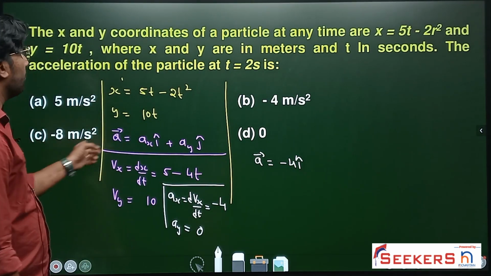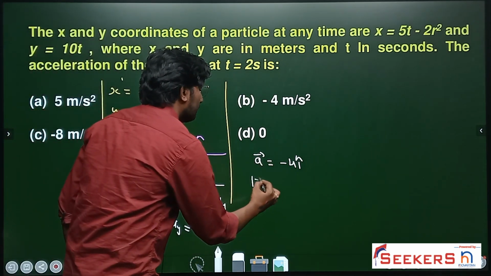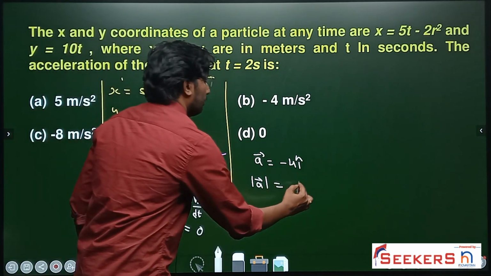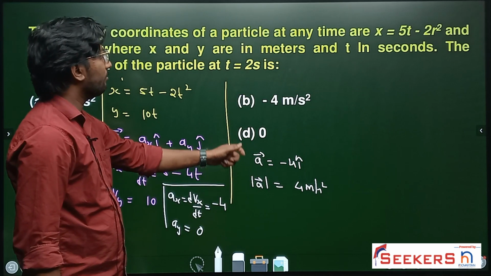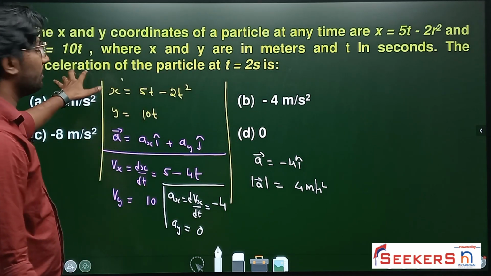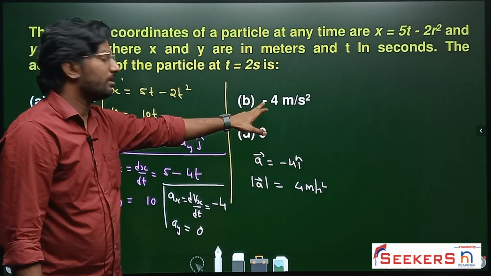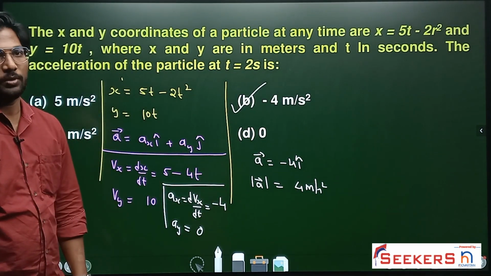So you can see, magnitude wise, the acceleration value will be just 4 meter per second square. But they have not mentioned whether it is a retardation or acceleration, so we will simply take it along with the sign convention as well. So the answer is minus 4 meter per second square.